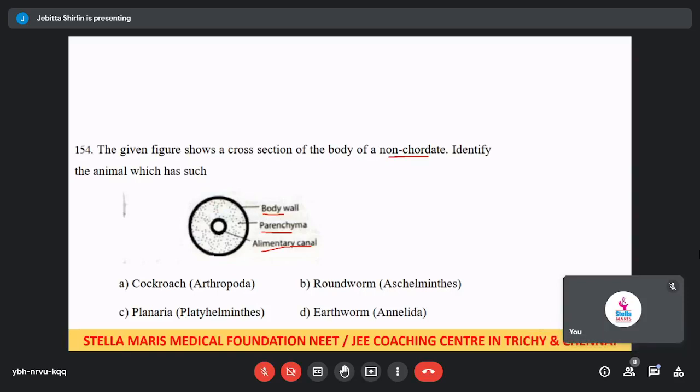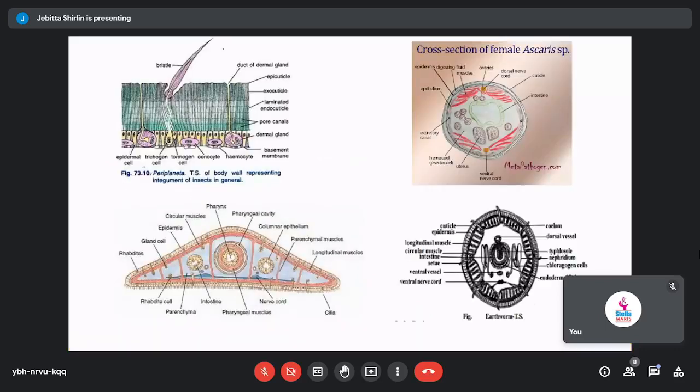Okay, I'll give you a clue. My next slide will give you the clue and let me see whether you are able to give me the correct answer. Look at the pictures and give me the answer. Take a minute to go through all the pictures. Picture A, this is picture A. Picture A is associated with cockroach.